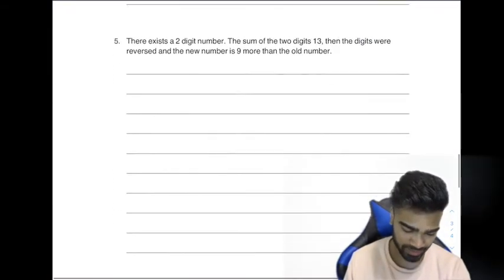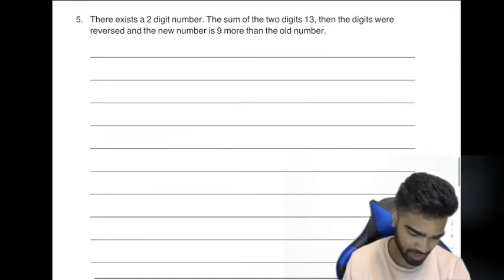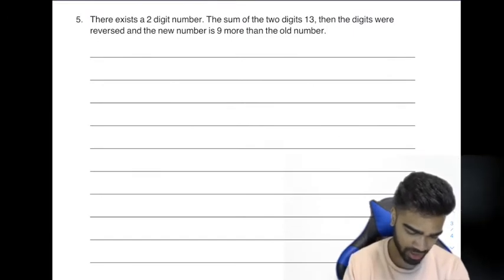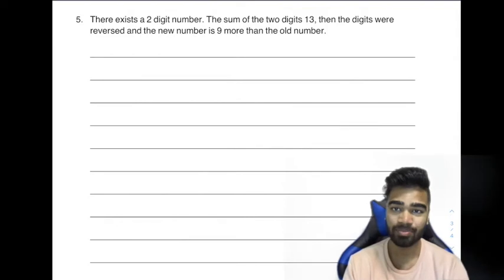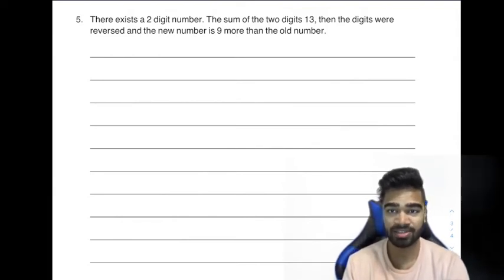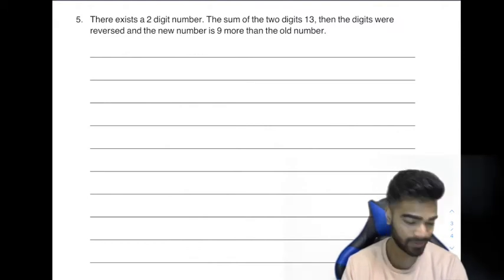Next question. Smash it on. Next, there exists a 2-digit number. The sum of the 2 digits is 13. The digits will reverse and the new number is 9 more than the old number. Again, it's a little bit tricky, but pause the video, have a go, try, maybe even make a start. Just define your variables. Let's get started.